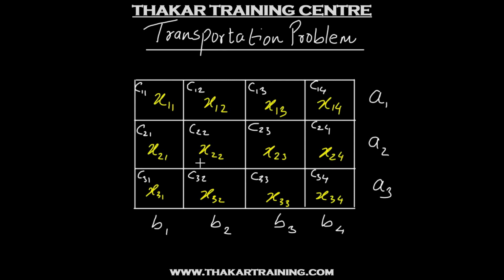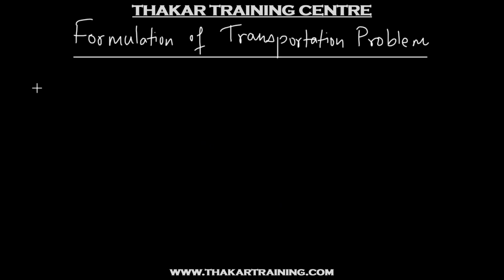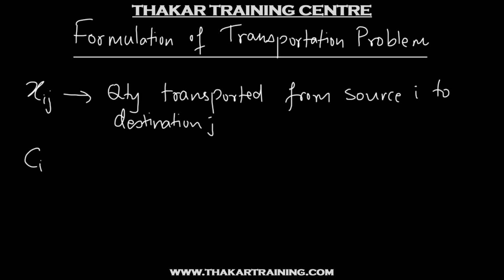And so in general, we end up with all these quantities which are to be transported from different sources to different destinations. So the things that are mentioned in white color are given for a transportation problem, whereas the yellow ones are the ones to be found out. So we need to find out X11, X12, etc. so that the total cost of transportation is minimized. So let's now look at the formulation of this transportation problem. We have Xij is a quantity that is transported from source i to destination j. Cij is the cost of transporting unit quantity from source i to destination j.